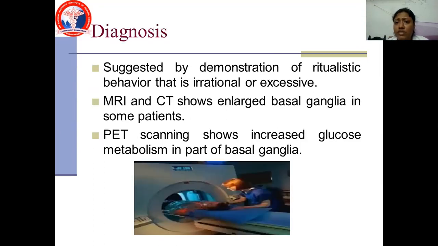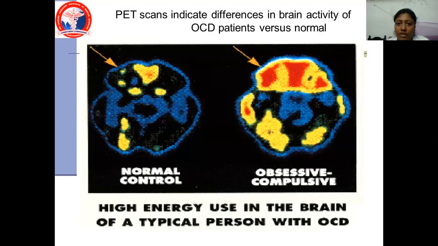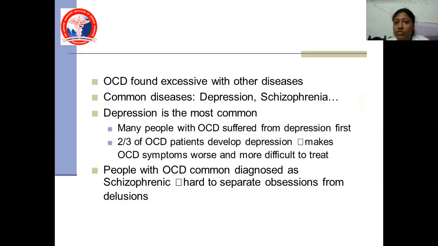Now, diagnosis: they've seen that MRI and CT show enlarged basal ganglia in some patients. PET scanning shows increased glucose metabolism of the basal ganglia. So here we can see obsessive compulsive disorder. You can see the hyperperfusion, that is high energy use in the brain, in a typical person with OCD. Now, OCD is found excessively with other diseases, that is depression, schizophrenia.